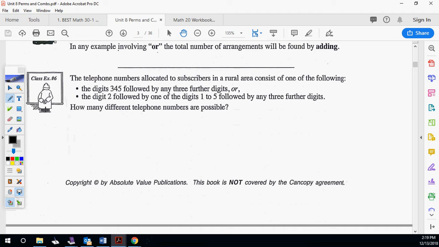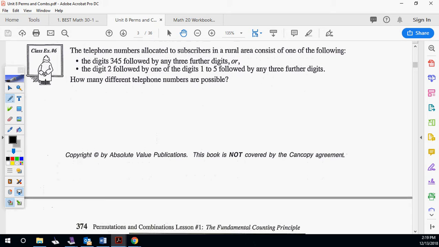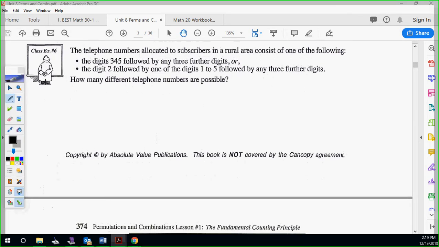All right. Here we go. So what we have is, it says, telephone numbers allocated to subscribers in a rural area consist of one of the following. So these are 2 different types of phone numbers. One is the digits 345, so the 345 is locked in, those don't change, followed by any 3 digits. And further just means 3 digits, not bigger than 5. Okay, so that was confusing for last class. So just 3 digits. Okay, that's the first option.